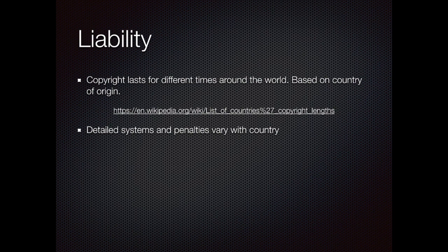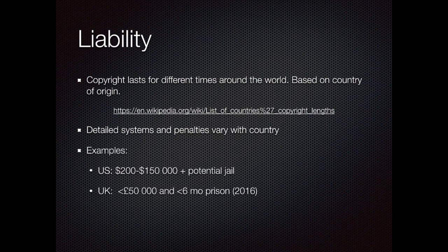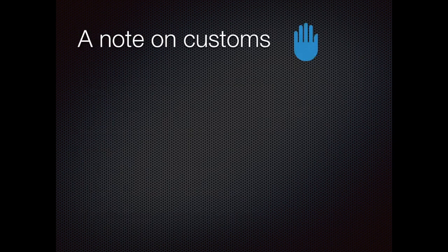The international law situation is dealing with principles only, so the actual detail and the penalties and how this works varies with countries. So you need to check with your local copyright collective, for instance. Here are some examples of penalties. In the US, you can expect to pay between $200,000 and $150,000 and potentially go to jail. And in the UK, it's up to £50,000 and up to 6 months in prison. This was in 2016, this in the lower courts. So it's also going to be higher the higher up in the court ladder you come. And yes, check with your national copyright collective for all this information.